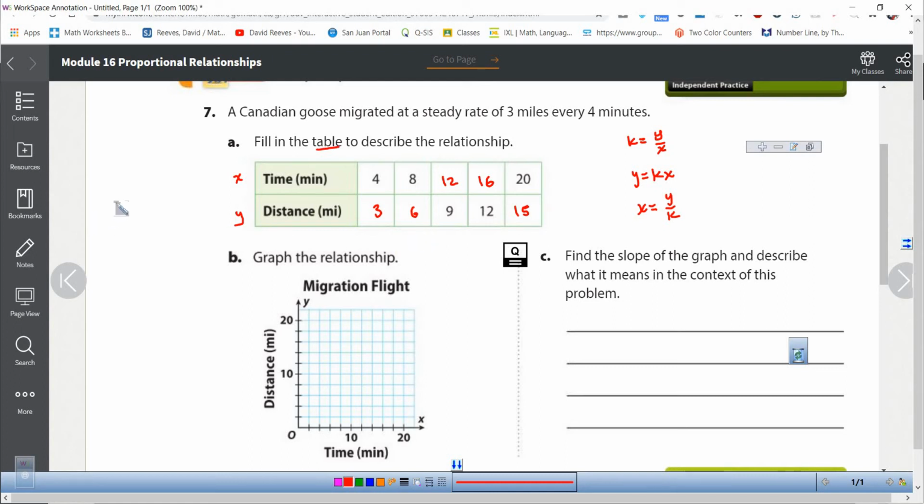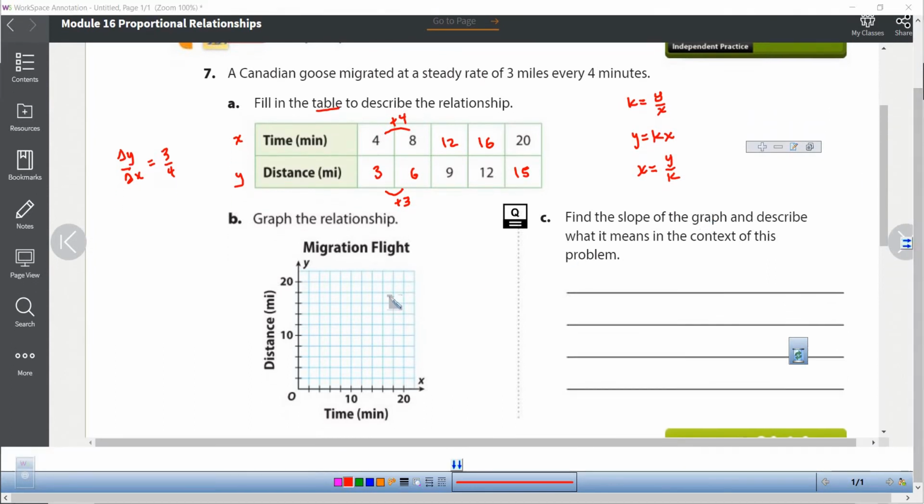And if I were to ask you from the table, can you tell me the change in y over the change in x? If you look from there to there, it went up 3. And from there to there, it went up 4. And it continues to do that. So that would be 3 over 4. Okay, so there's our table. There's our words. What about making a graph of this relationship?